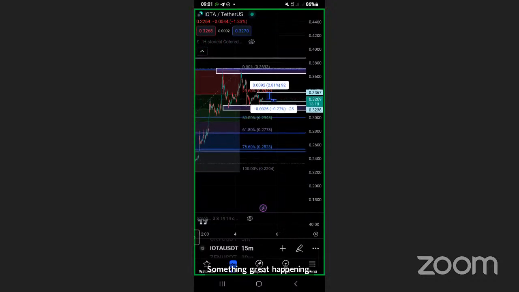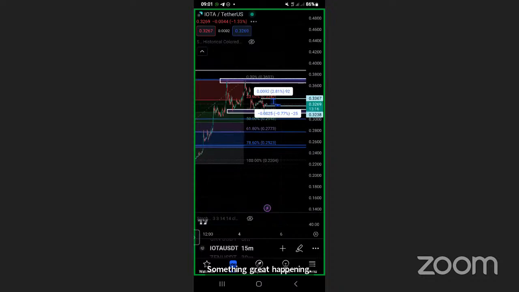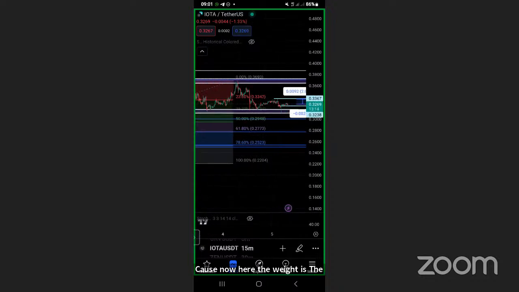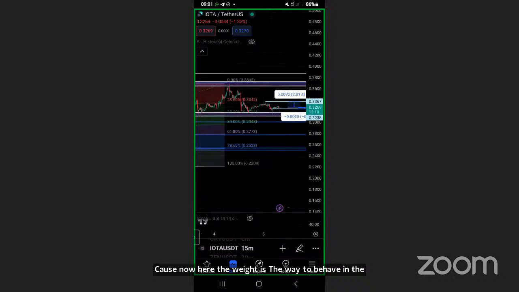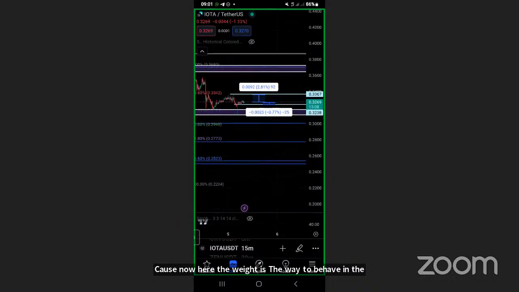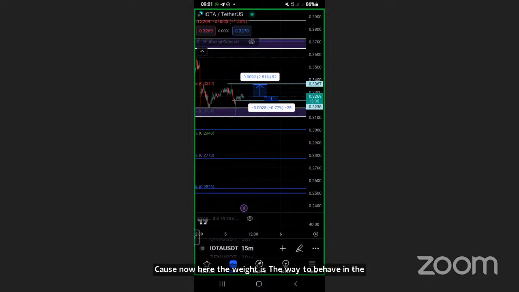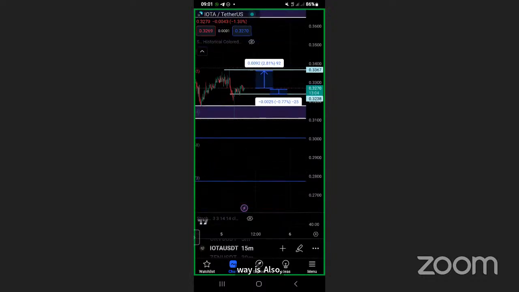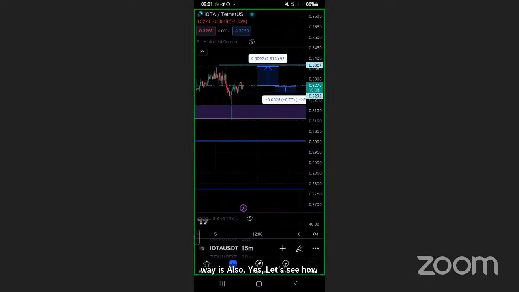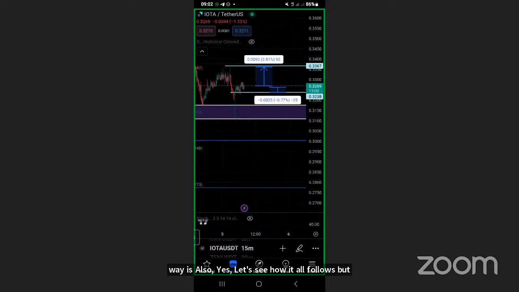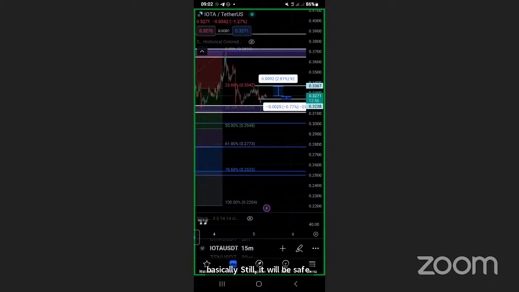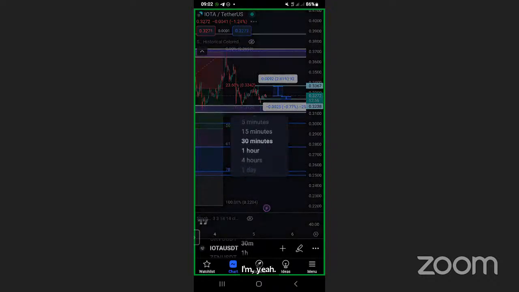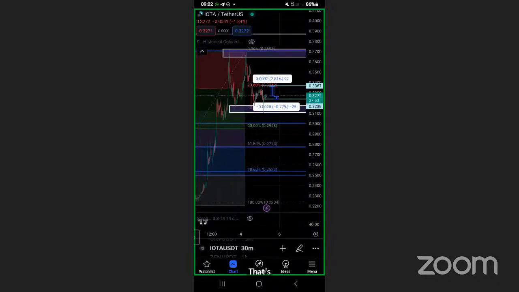Because now, the way it is wandering here, the way it is behaving, the way it is consolidating within this region, it is just trying to tell us something. Let's see how it unfolds, but basically, it will still be safe. Anyone who enters here, let's try to monitor and see how it goes for iota.